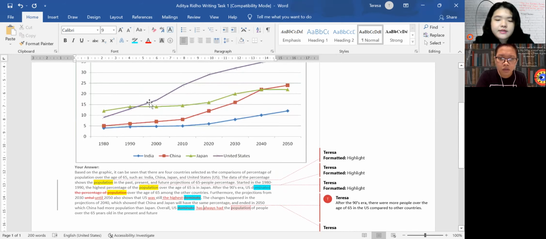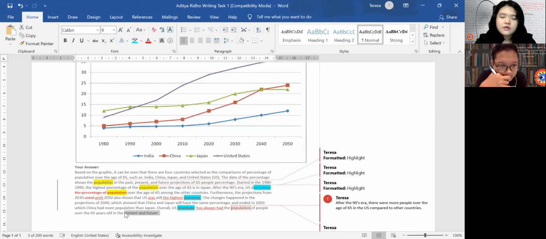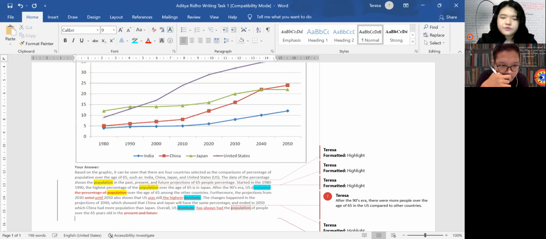Okay, this is where it gets a bit complicated because we have to separate it, right? The present and the future is different. So has always had a population of people over the 65 years old, or you can change it like that. In the 65 years old span of the years shown in the graph.